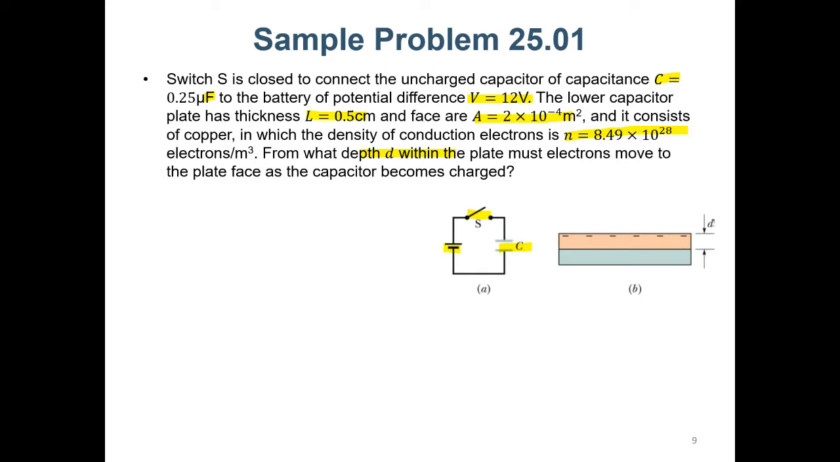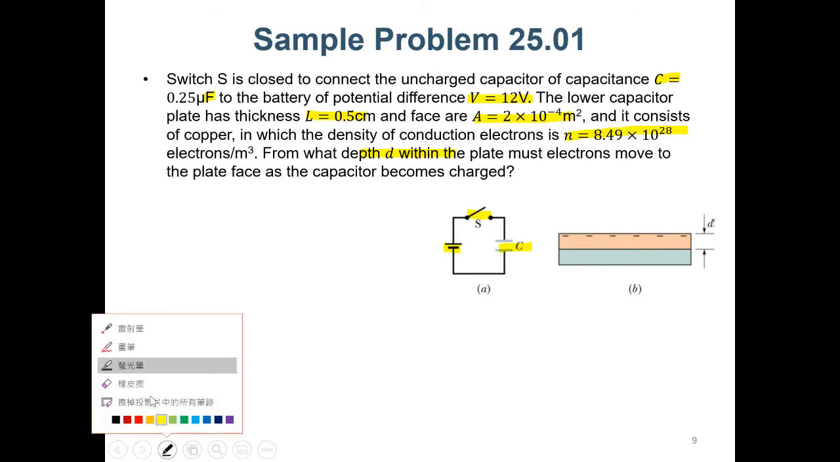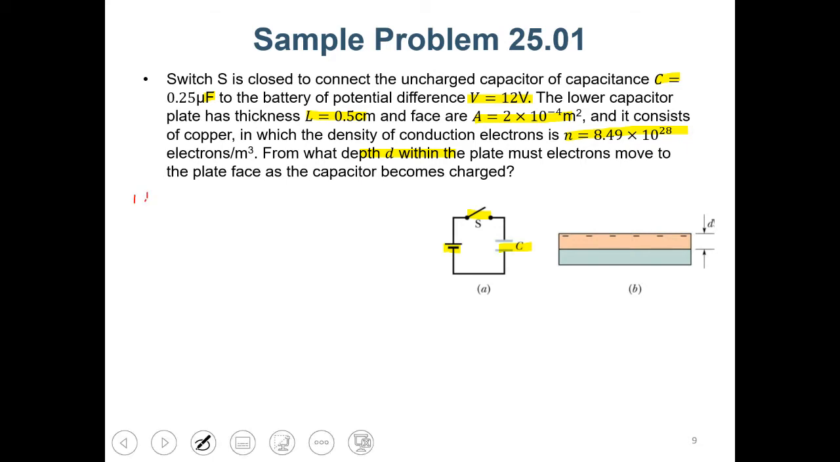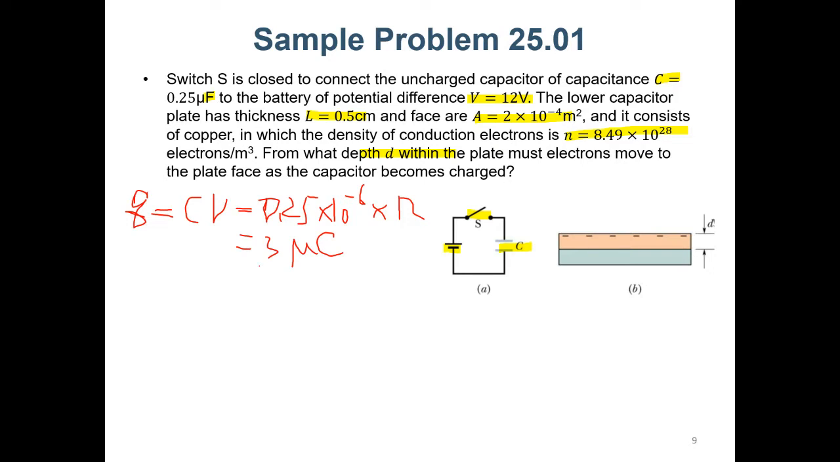So for the capacitor, as you can see, we have C and V, so you can simply calculate the charge. Q equals CV, and you just plug in 0.25 micro, which is 10 to the minus 6, and V is 12. So Q is 3 microcoulomb. So that's the total amount of charge on this plate.